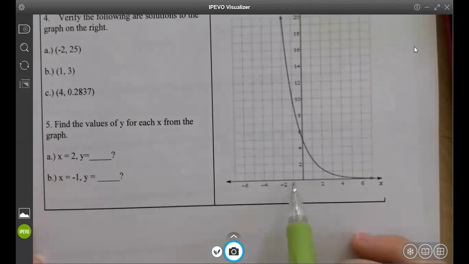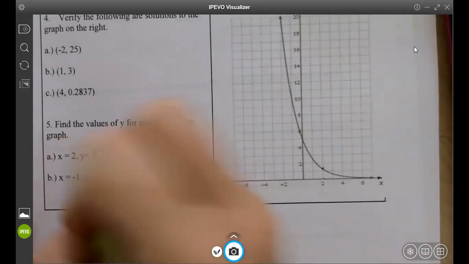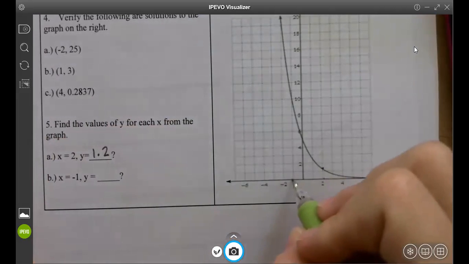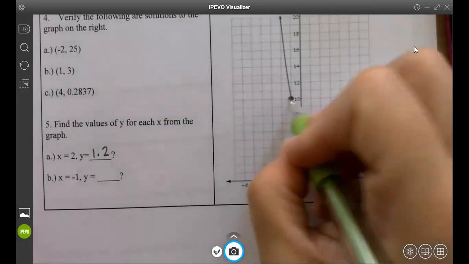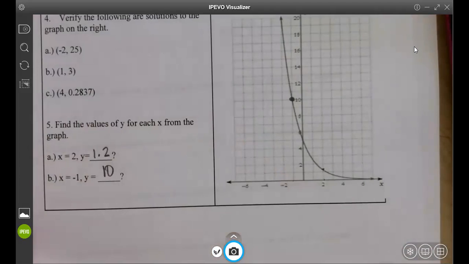So if X is 2, what does it look like Y is going to be? Because we didn't have any of these. 2, what? Right there's my point. 1. Is it exactly 1? No, it's like 1.25. Okay, we'll put 1.2 or 1.3 right around there. It's fine. It's just guessing, okay? And then what about -1? X is -1 here. Where does it look like it's at? 10. So there's 2 of your answers.